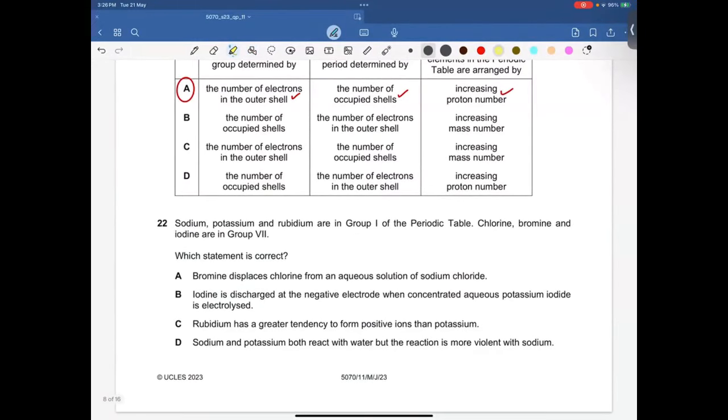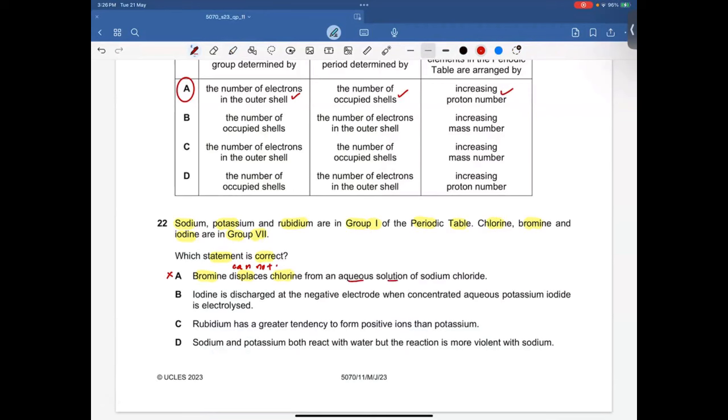Question number 22. Sodium, potassium, and rubidium are in group 1 of the periodic table. Chlorine, bromine, and iodine are in group 7. Which statement is correct? Bromine displaces chlorine. That's not possible, because the reactivity of bromine is lower than that of chlorine. So bromine cannot displace chlorine from its aqueous solution.